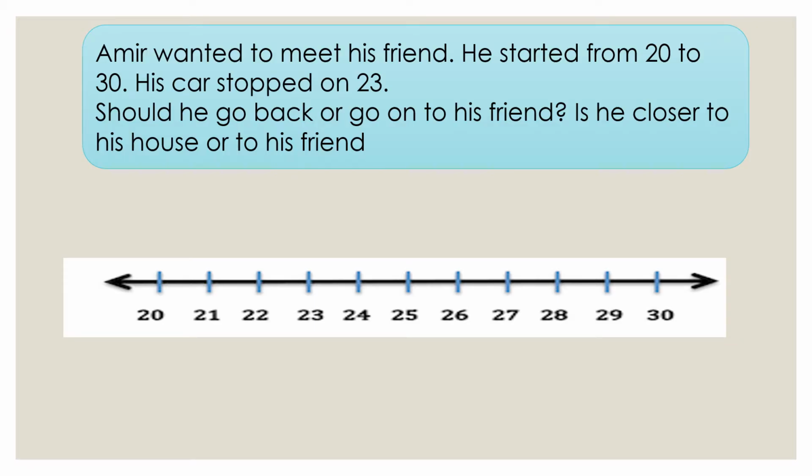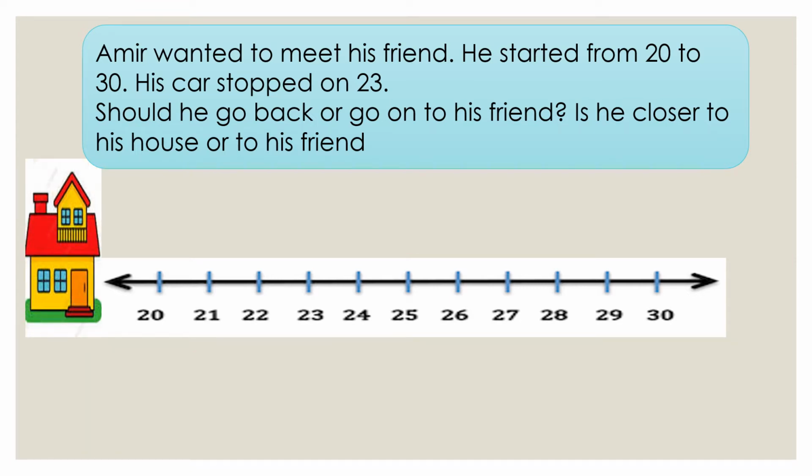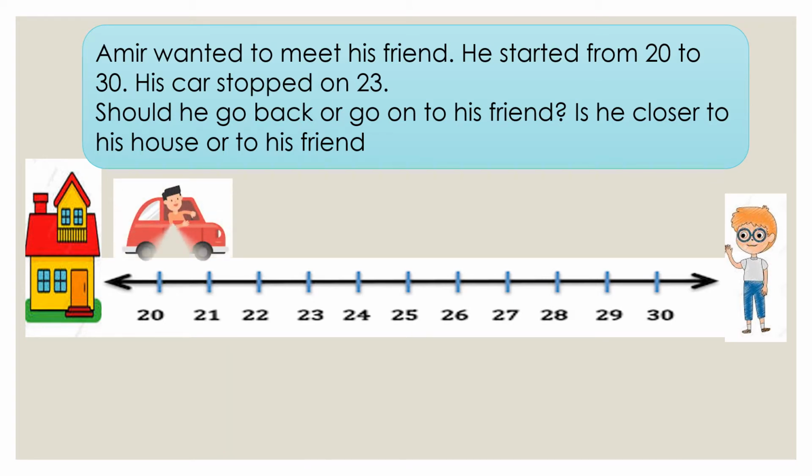So let me tell you a story. Amir wanted to meet his friend. He started from 20 to 30. His car stopped at 23. So let's draw. This is Amir's house, and this is Amir's friend. Amir's house is at 20. His friend is at 30. So this is Amir in his car.